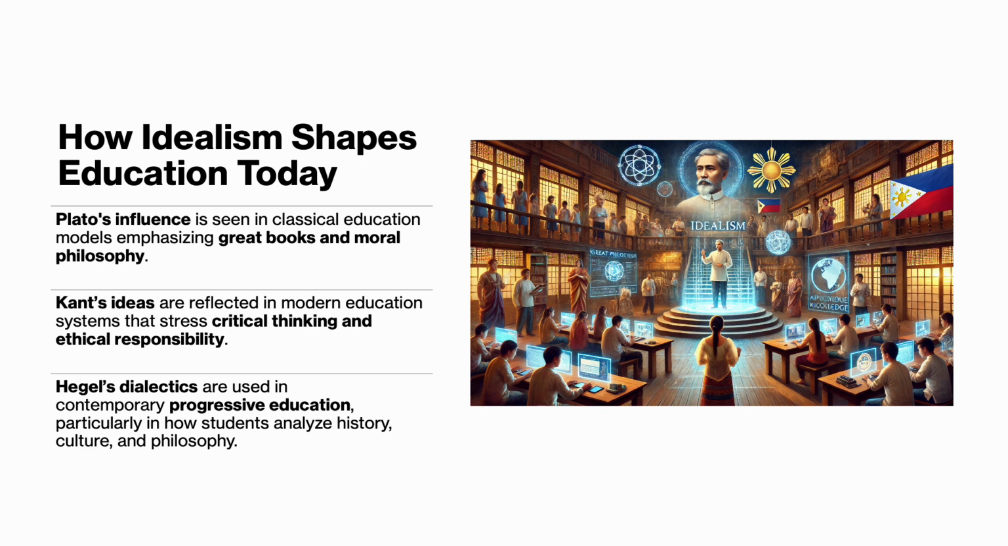Plato's influence is seen in classical education model emphasizing great books and moral philosophy, while Kant's ideas are reflected in modern education systems that stress critical thinking and ethical responsibility. And Hegel's dialectics are used in contemporary progressive education, particularly in how students analyze history, culture, and philosophy.